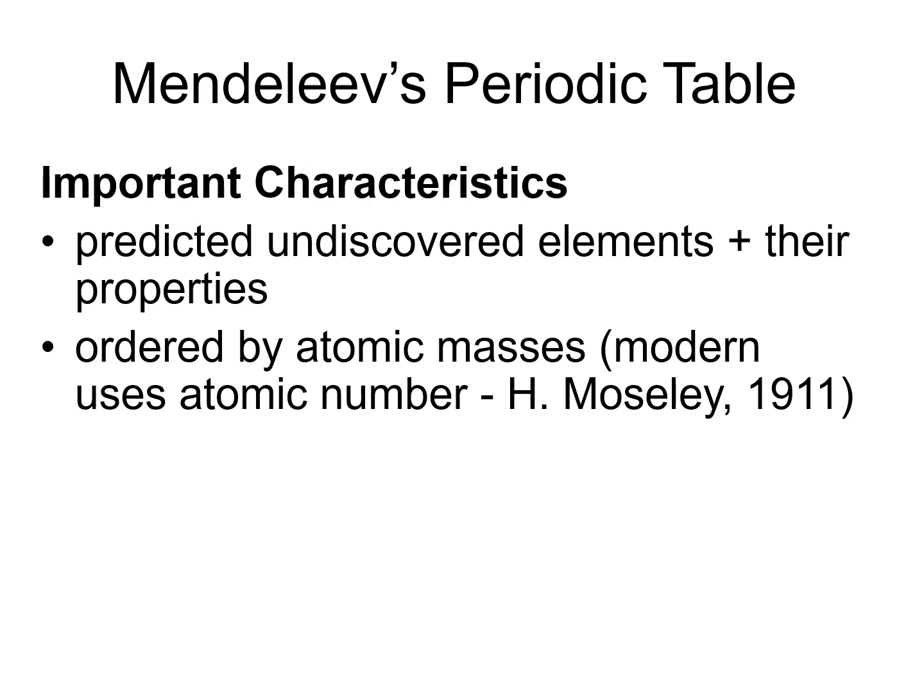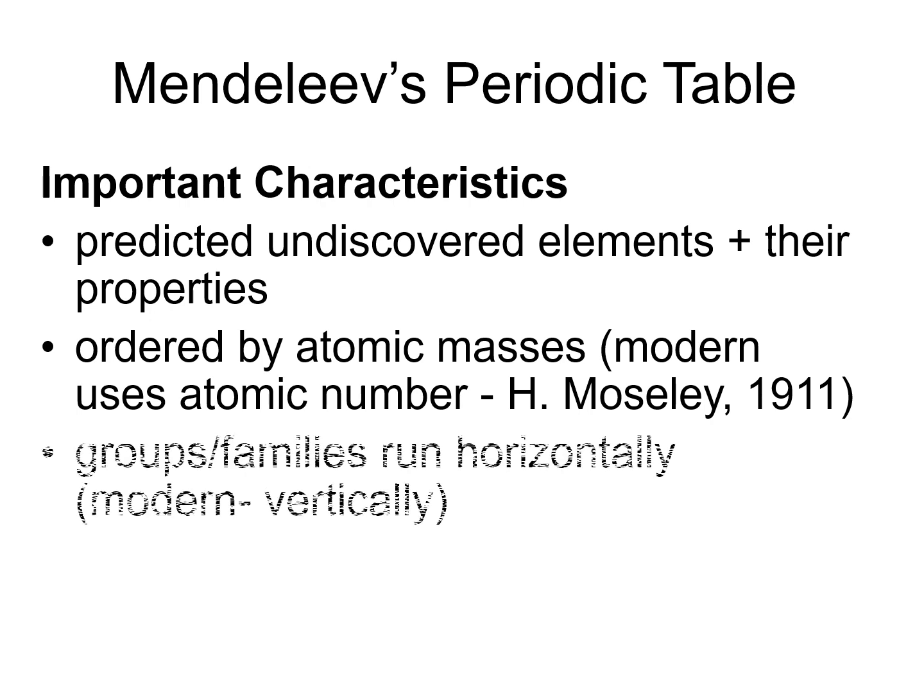Now, his was different from ours, because they didn't know about protons in 1869. They just knew about atomic masses. And so his was in order of atomic mass, not atomic number, which didn't happen until Henry Moseley was the first one to propose an atomic number from protons in 1911. His was also different because his groups or families, which we'll talk about more in a second here, actually go horizontally. So when you see the modern one, you'll see those families run vertically.